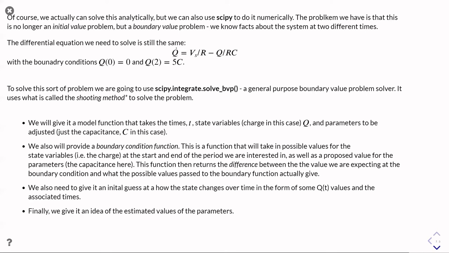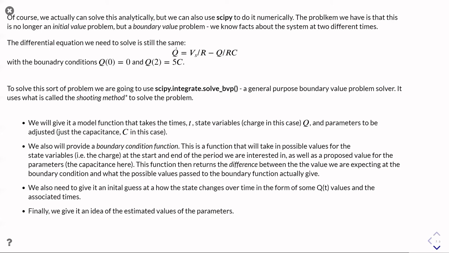Solve BVP also needs a function that's going to calculate the boundary condition. Now, what this is actually going to do is tell you what the difference is between what the current values of the state variables would have at the boundary and what you actually want them to be to match your boundary conditions.